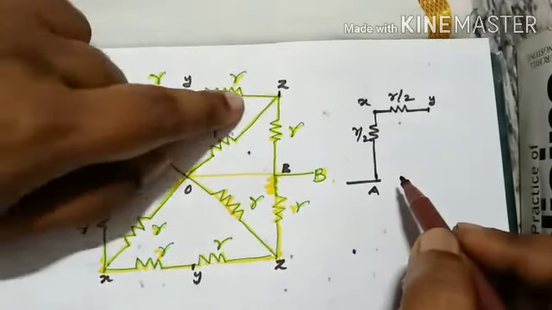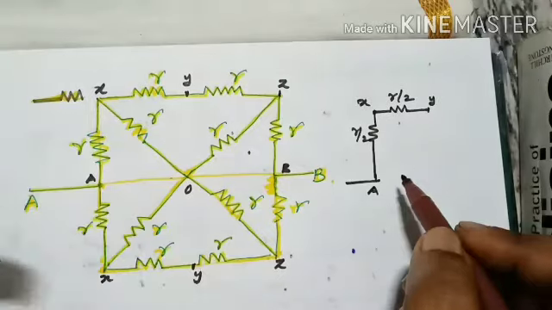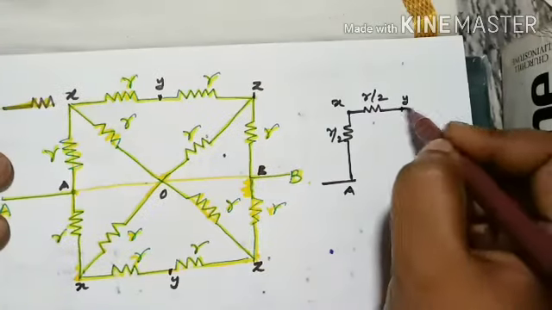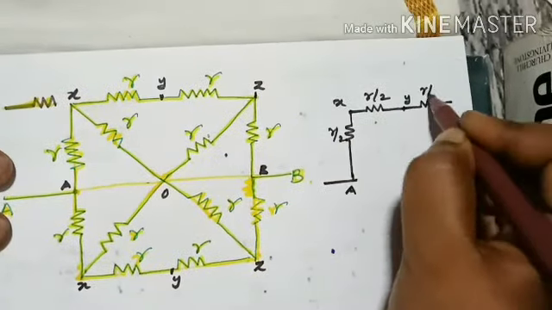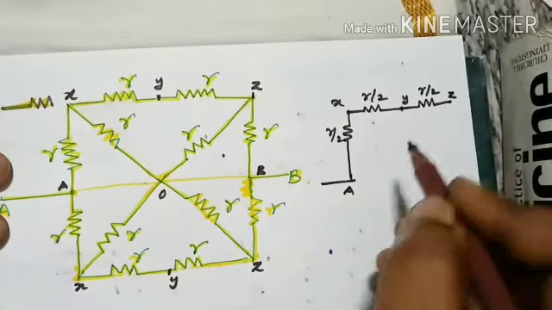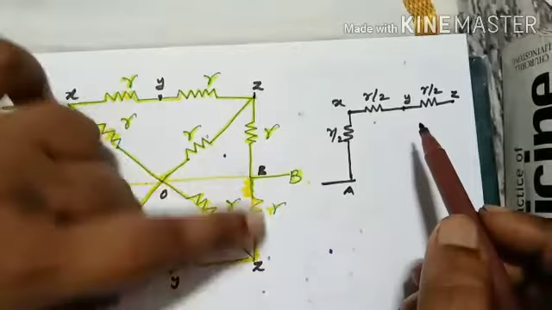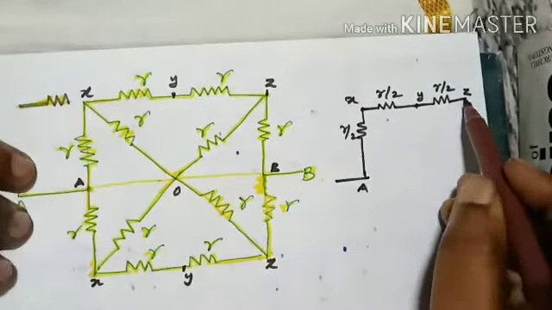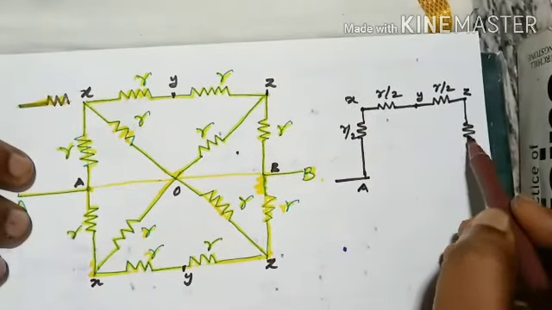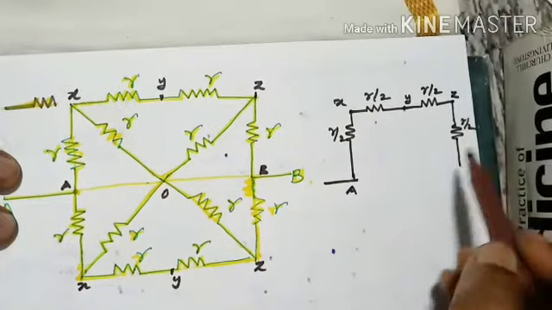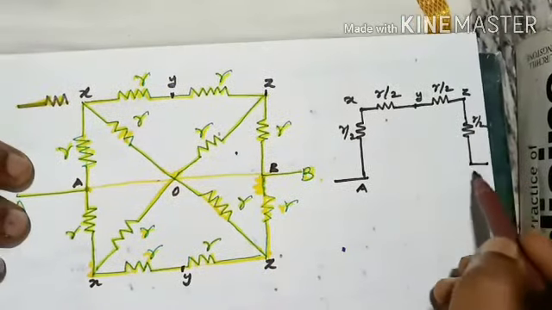Now Y and Z. Y and Z has one resistance here, and Y and Z has another resistance. They are parallel to each other, so Y and Z has R by 2. Clear? Now Z to B another R, B to Z another R. Both are in parallel, so it becomes again R by 2. Clear? Let's make this B.